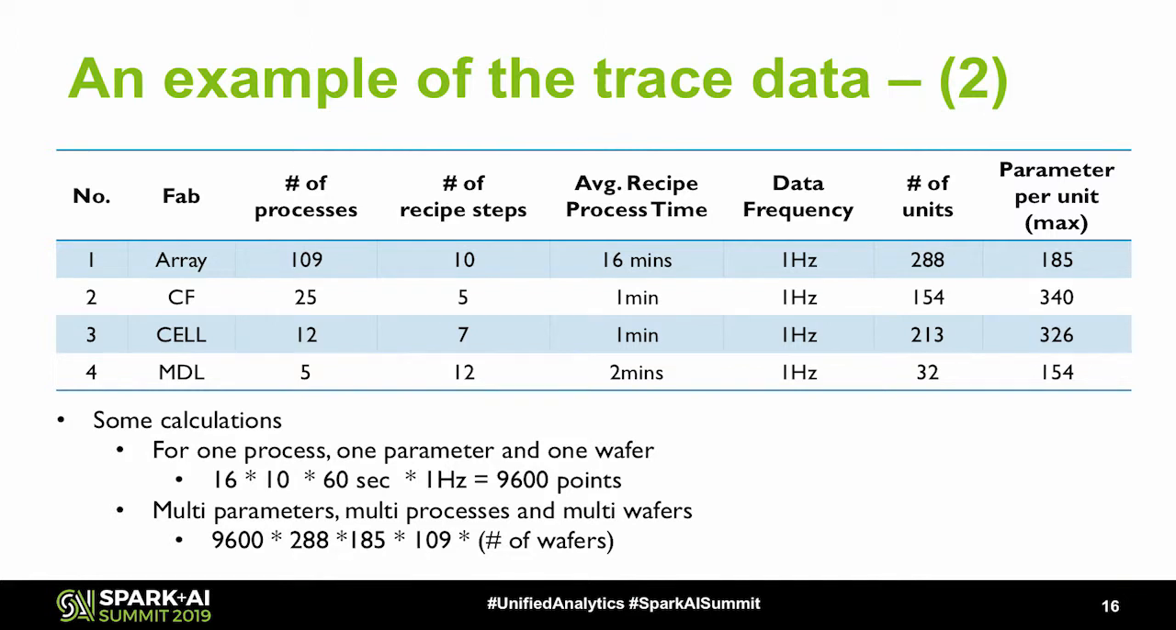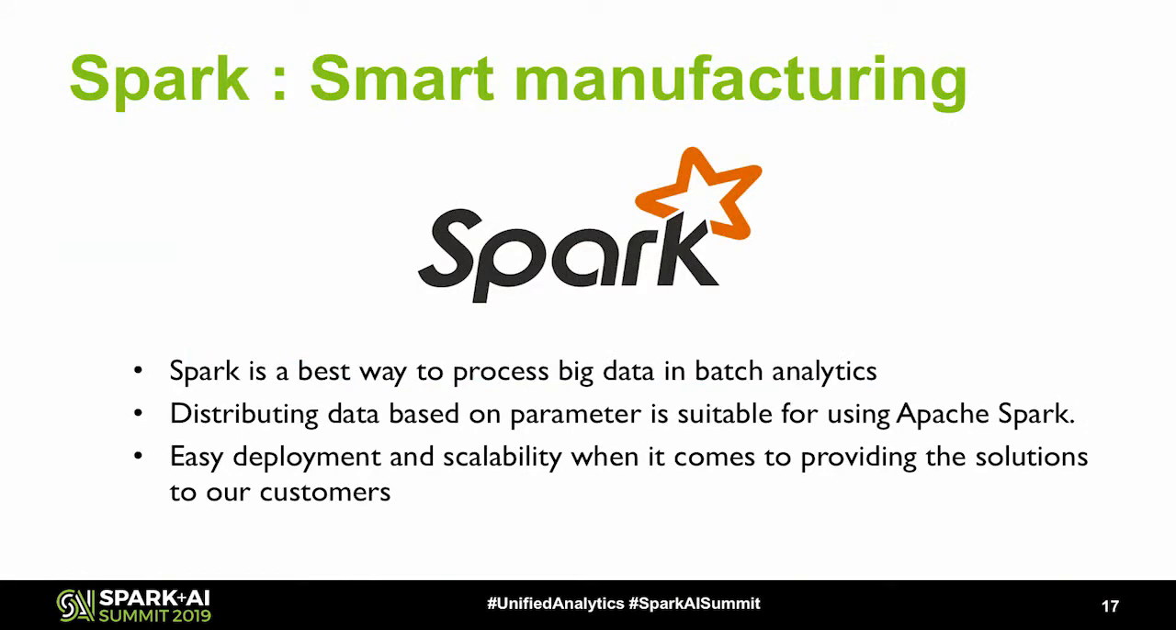And if we analyze multi-parameter, multi-process and multi-wafer data, it is obvious that the data points are greatly increased. So to handle such large-scale trace data, we chose Spark because Spark is the best way to process big data in a batch manner. And the trace data, which is column-based, is easily manipulated by Spark's APIs. And also, it is easy to install and deploy our solution to our customers for their use. So let's move on to the next slide to see how we apply Spark to our solution TA.